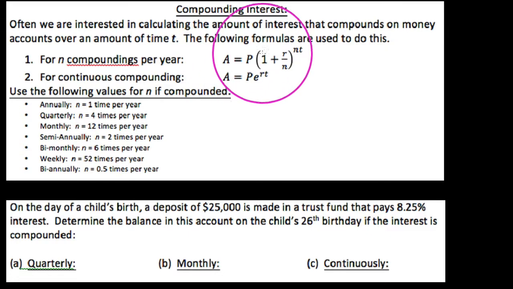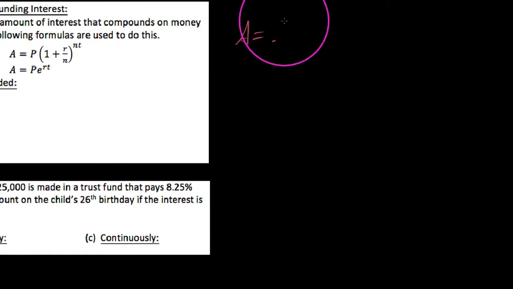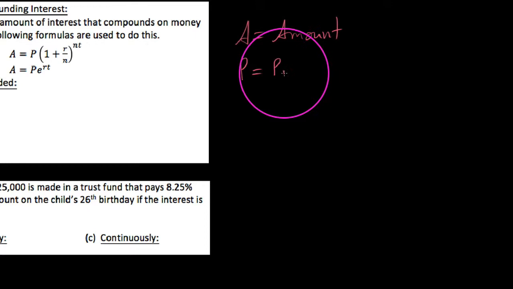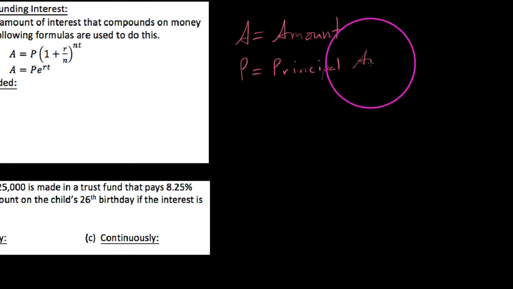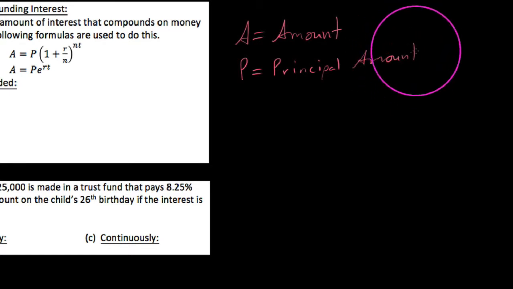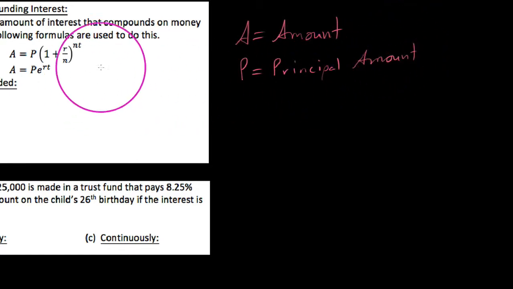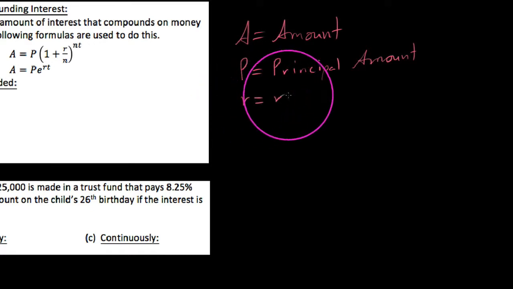We have this first one here for n compoundings per year. We say the amount A that I have is equal to the principal amount. This capital P stands for the amount that I start with. A is the amount that is in the account. P is the principal amount, which is like saying the initial amount. It is the principal times the quantity 1 plus r over n, where r is the rate.